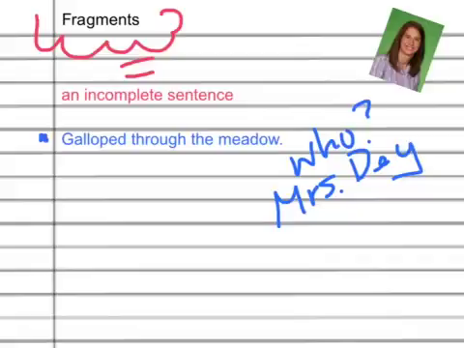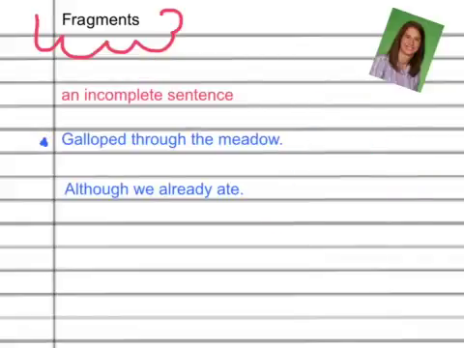This is a fragment. The next example of a fragment is the phrase, "although we already ate." If you heard that one or a friend said that to you, you might have the feeling that really they should have put a period there, thinking, although we already ate, what happened? Make sure as you're writing that you're checking to make sure you don't have any fragments, that you have complete sentences with the subject and the predicate.